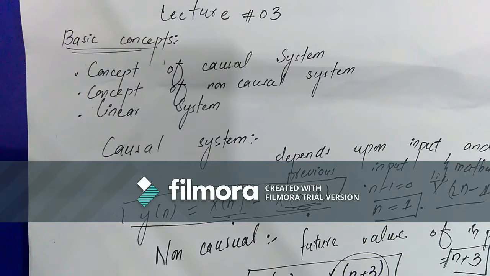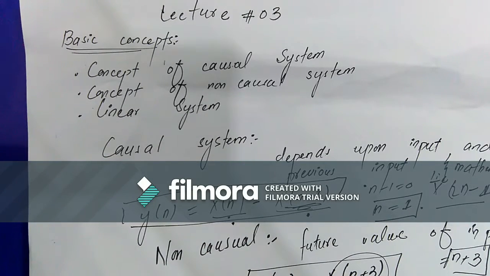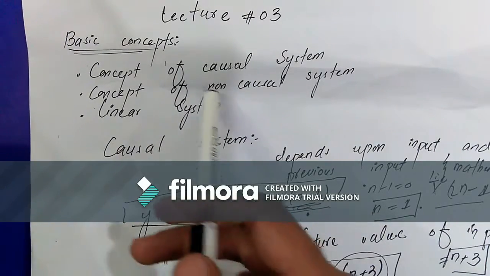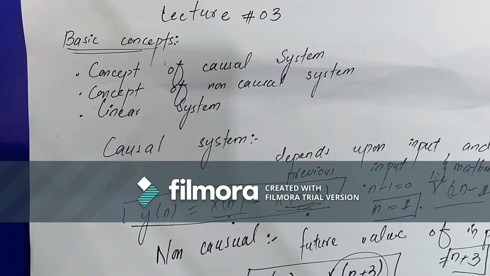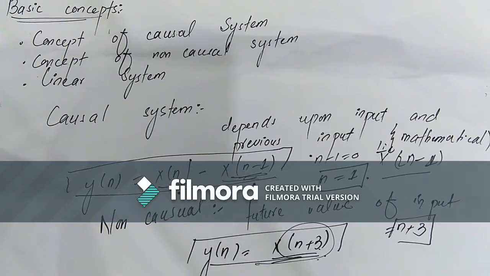This is lecture number 3 of the course of digital signal processing. In this lecture, we will discuss some basic concepts that will help us understand and grasp digital signal processing more accurately. The basic concepts are the concept of a causal system and the concept of a non-causal system, and also what linear systems are and how we can define them mathematically. As we move on, we first look at the causal system.